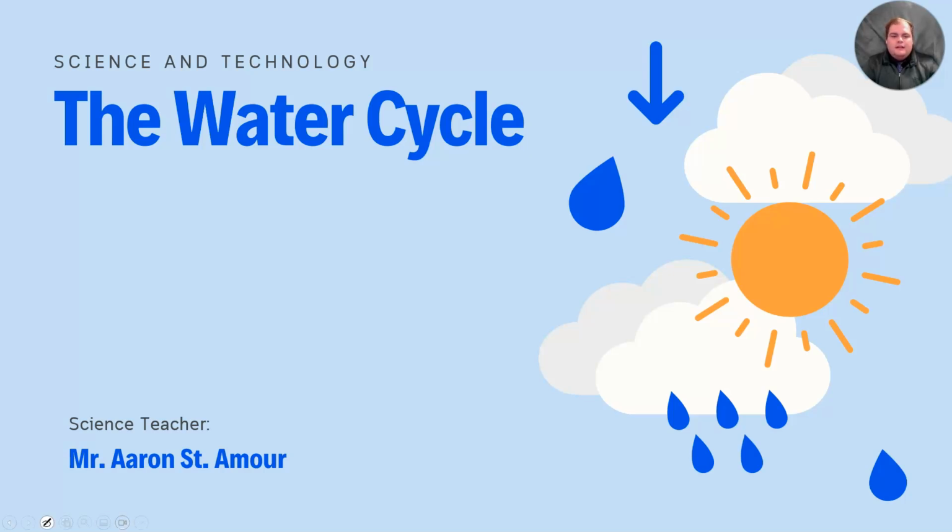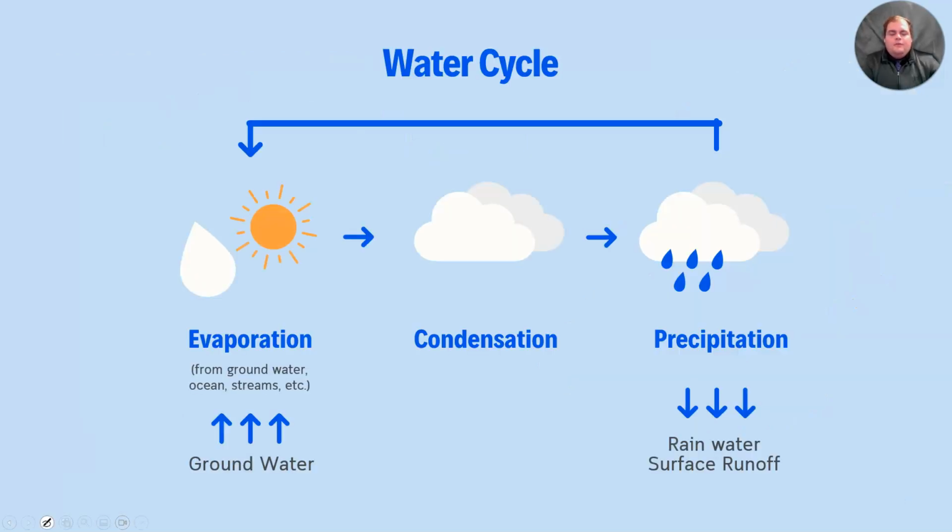Alright, so we're going to go ahead and get started here. The water cycle starts with evaporation, where water turns into steam, and then that steam rises into the air and creates clouds, which brings us to condensation. This condensation forms clouds, obviously, and then eventually will go to precipitation, where rain, hail, snow, sleet, other forms of water fall back to the surface.